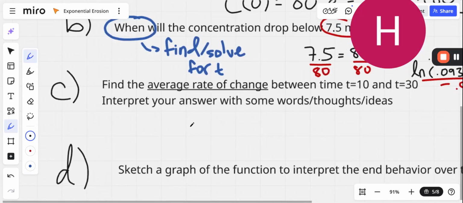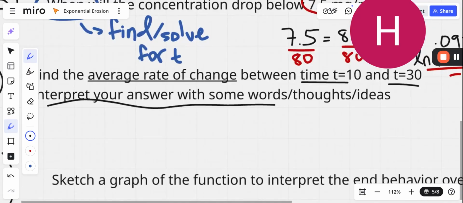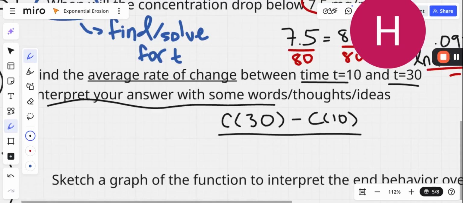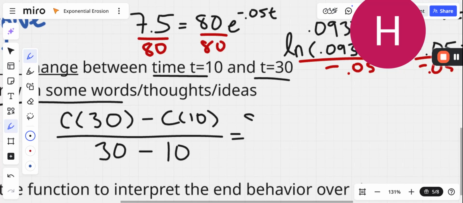Okay, now part C, find the average rate of change between these two times and interpret your answer with some words or thoughts or ideas. So first we have to find this average rate of change, C(30) minus C(10), which is the concentration at 30 minutes minus the concentration at 10 minutes, divided by 30 minus 10. So this is going to be 80 times e to the 30 times negative 0.05. Should be pretty easy for you guys to figure that, right?